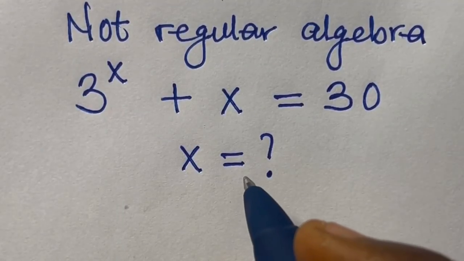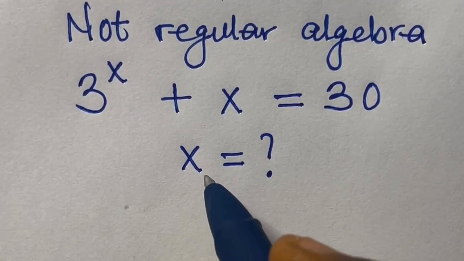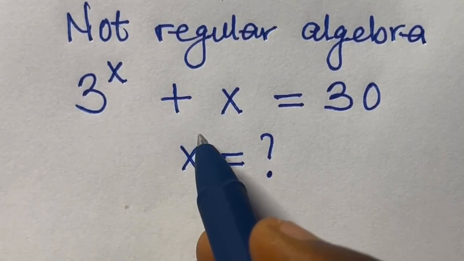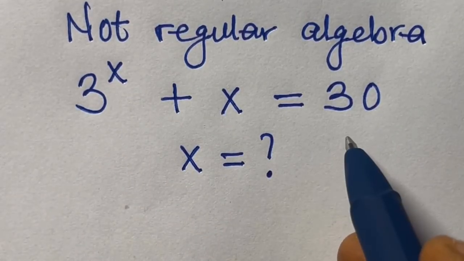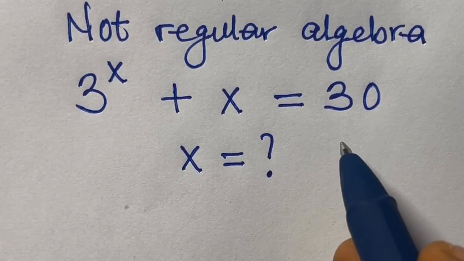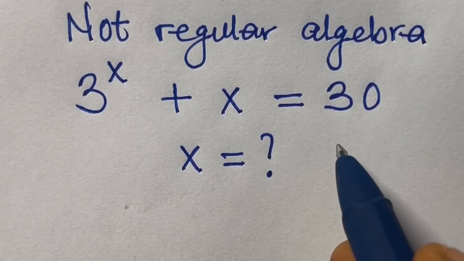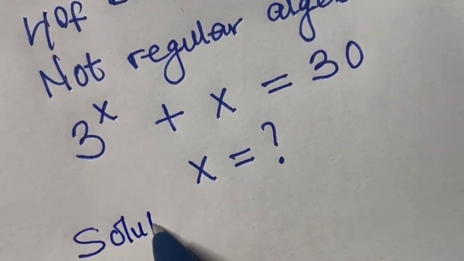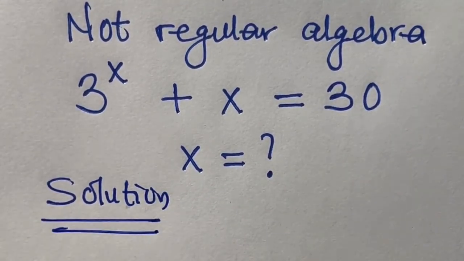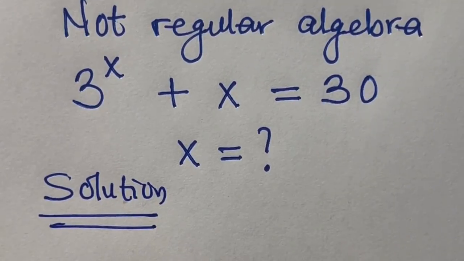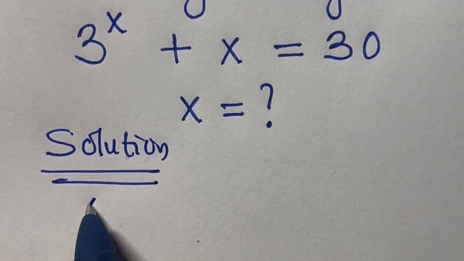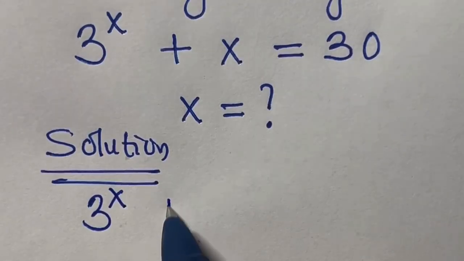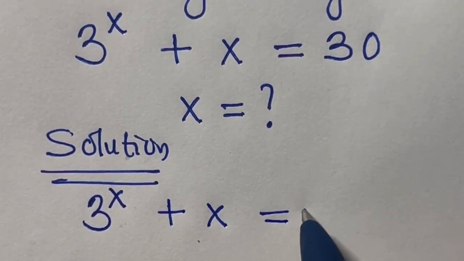Hi guys, we want to solve for x in 3 raised to power x plus x equals 30. Guys, this is not a regular algebra question, but let's solve this together. So we have, let's say, solution. So from here we have 3 raised to power x plus x equals 30.